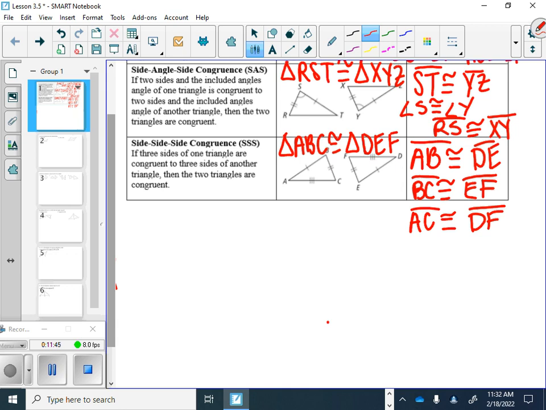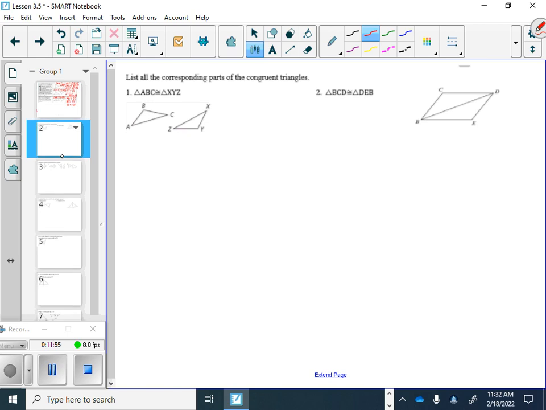Alright. For these first few problems, we're just going to practice figuring out the corresponding parts. So figuring out what sides are congruent to each other, what angles are congruent to each other. But this time, all I'm given is just the name. Okay, so I got to figure out, based on the name, which angles are going to be congruent to each other. Alright, let's start off with the angles. I think the angles are a little easier for this problem.